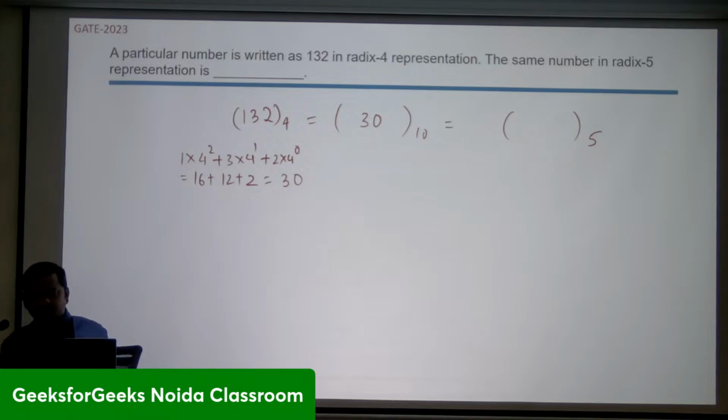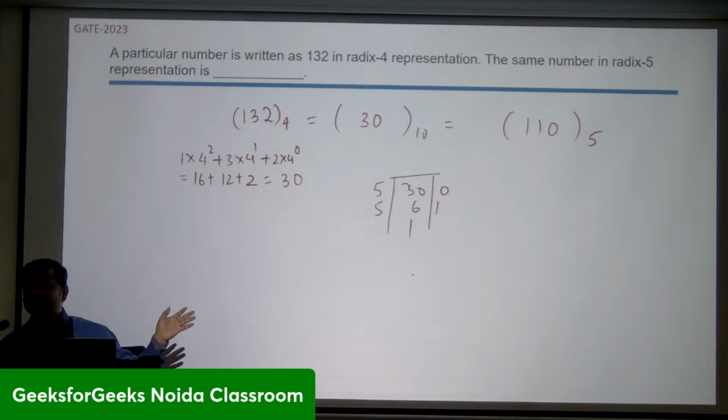Okay. So what we can do, we have 30 as base 10, divide it by 5 to get the corresponding value. 5 sixes are 30, remainder 0, 5 ones are 5, and it is going to be 110. Okay, so 110 is the required answer in base 5. So if such kind of questions are there, out of 4 to 5% or 4 to 6%, you can directly get this question.